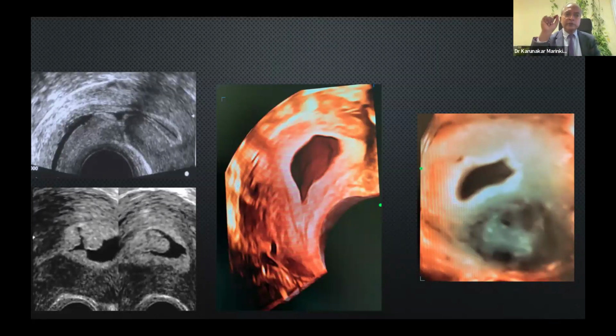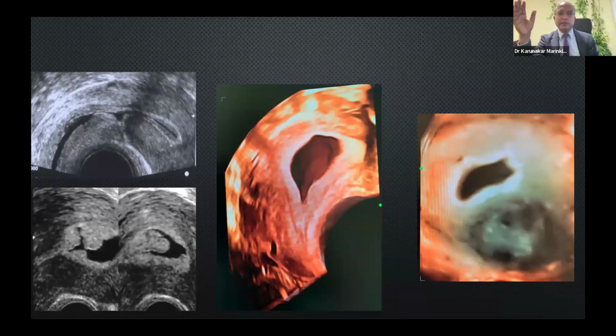Either you remove it in the proliferative phase, you might get away, but you need to do TVS at the time of embryo transfer. Even if there is the thinnest film of endometrial cavity fluid, never transfer the embryo, because you're putting a cling film between endometrium and the embryo. So you cannot expect implantation. That's what you need to approach.